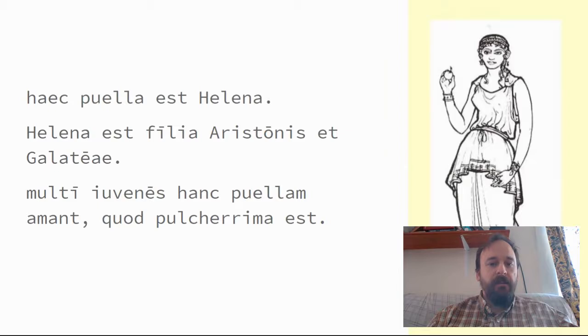Haec puella est Helena. Helena est filia Aristonis et Galateae. Multi juvenes hanc puellam amant, quod pulcherrima est. Haec puella. There's that word again, haec. So this girl, her name is Helena. Helena est filia Aristonis et Galateae. So what's her relationship to the two people we just met? Multi juvenes hanc puellam amant. Why do they love her? Pulcherrima. There's that -issima again. It was the same we saw in miserrimus. So he was very miserable. She is very pretty.